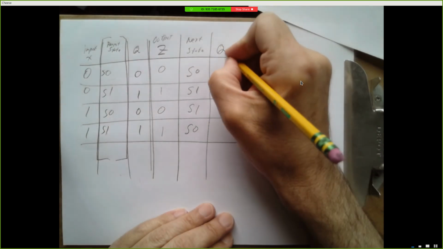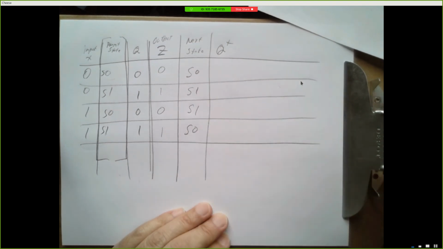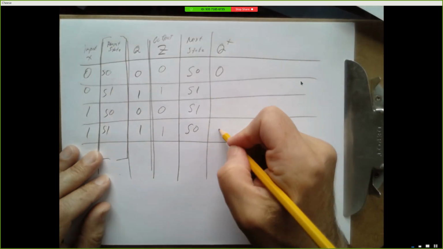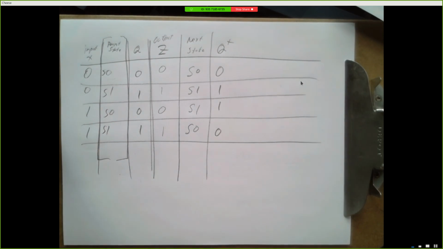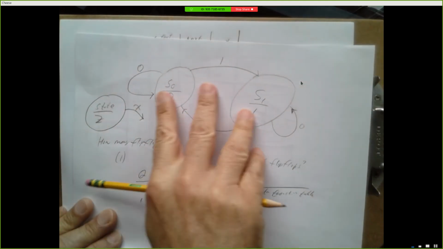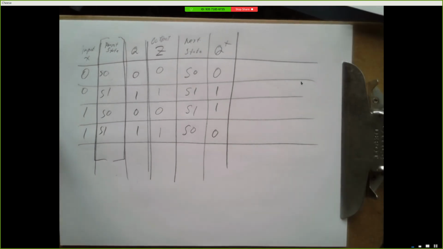Okay, so now I know my new state after the clock tick should be this. I can fill in what the new value of Q should be after the clock tick. And again, S0 means Q should be 0, and S1 means Q should be 1. Okay, so here we've got a table that completely describes everything from this diagram. But we're back to a truth table, okay? We're moving back to the beginning of the course now.